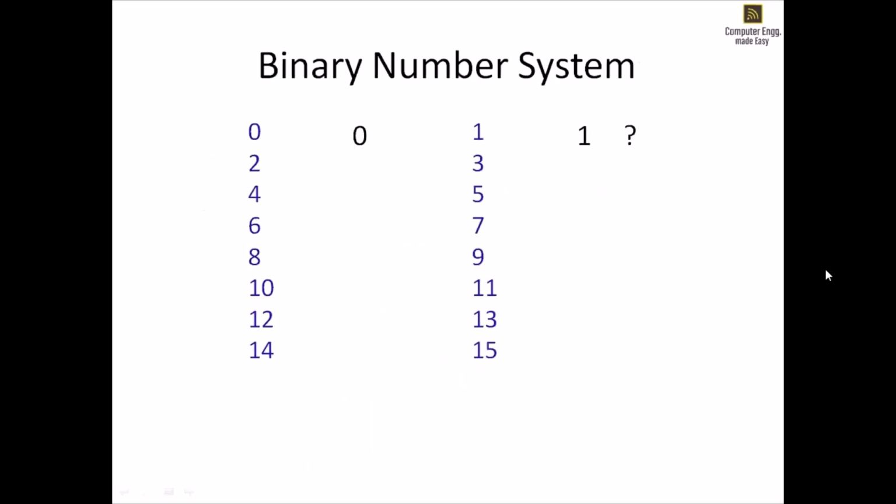Now, how can we find the sequence of numbers using 0 and 1? Well, the first number can be 0 followed by the second number, that is 1.